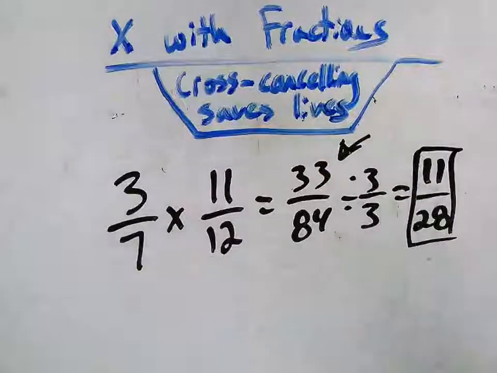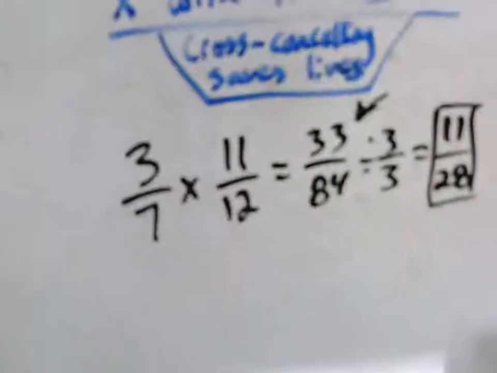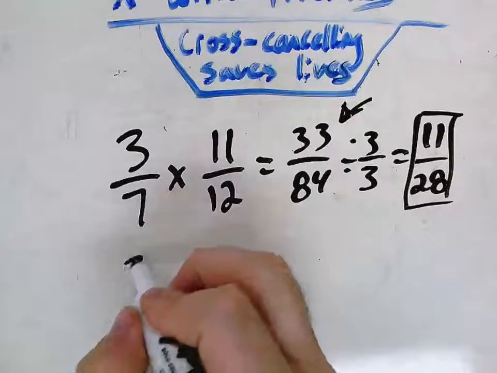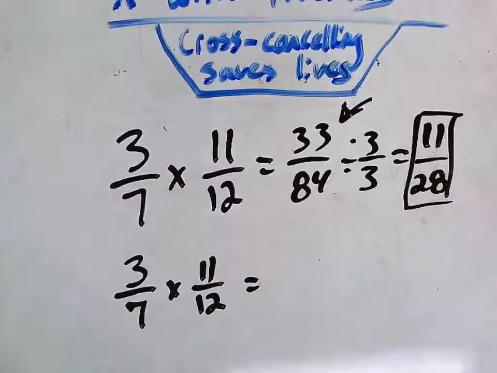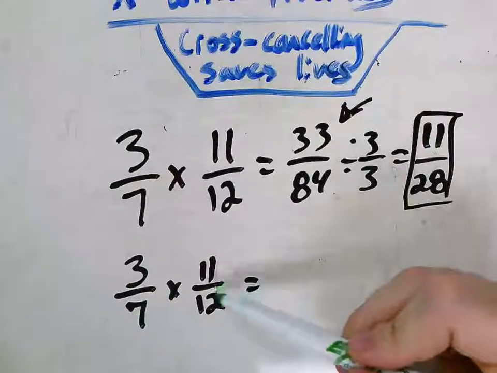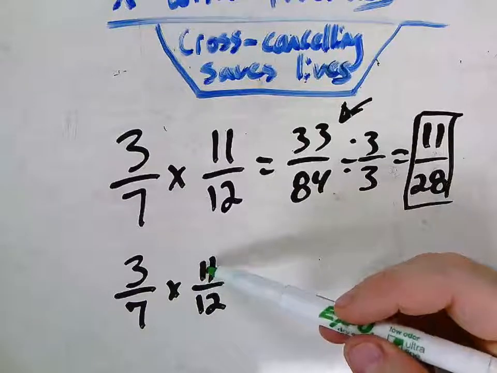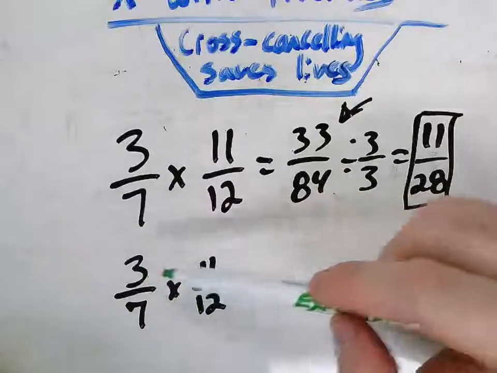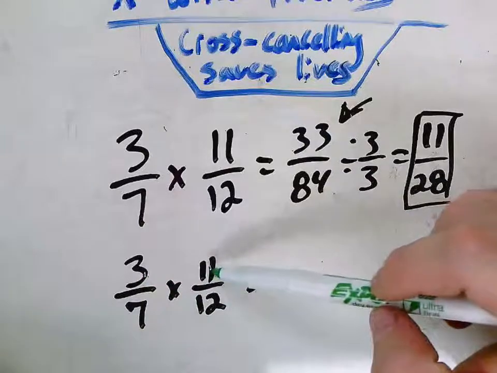So we will scooch the camera down a little bit so you can see the old problem. And now we will rewrite the same problem again. So 3/7 times 11/12 equals. Now, before you solve anything, while it's still a multiplication problem, you need to start looking for something you can divide something on the top and bottom by. What I mean is looking at the two terms on top. I've got a 3 and I've got an 11. So between those two, I know I can divide 3 by 1, 3, and 11 by 1 and 11.